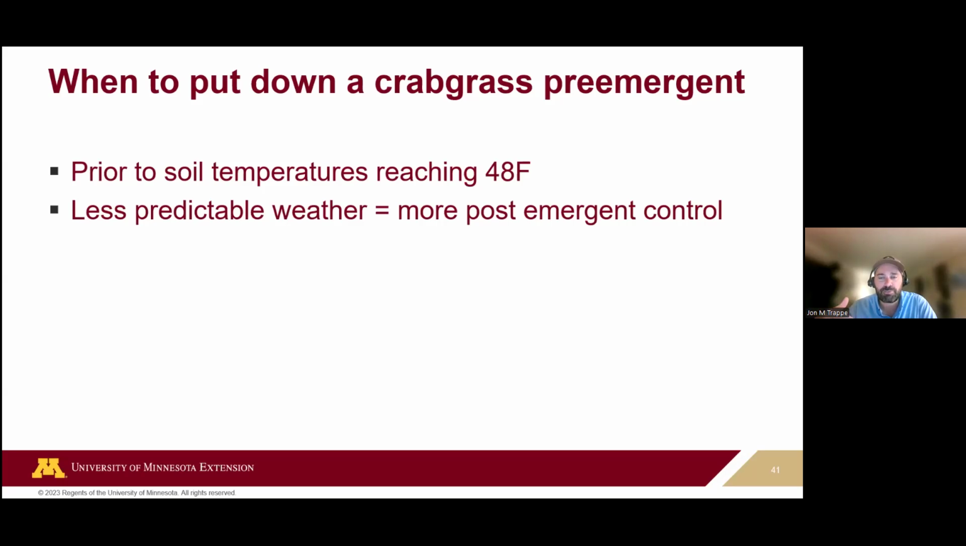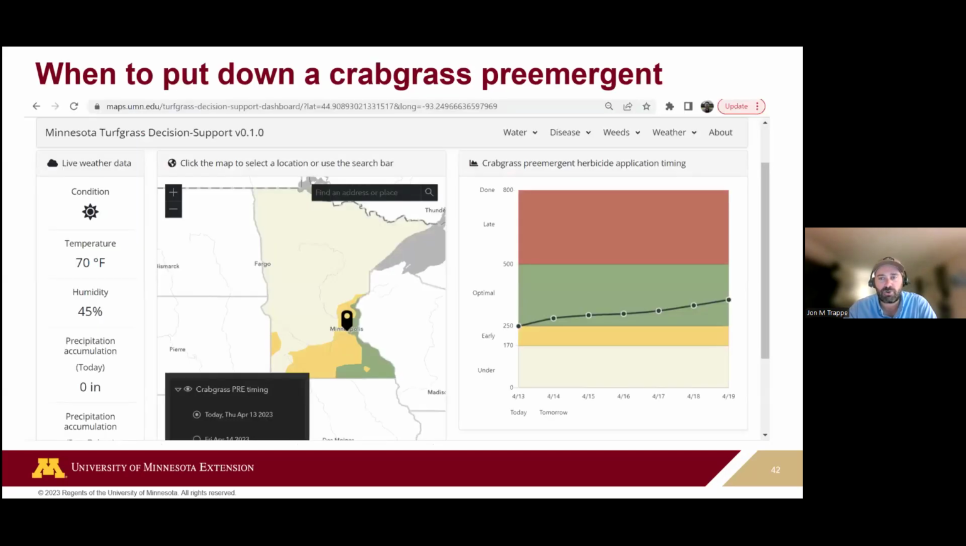And that crabgrass pre-emergent is going to run out. You're going to start getting crabgrass to germinate in the middle of June next year, and you're just going to have a bunch of crabgrass plants anyways. So spring applied is best. Keep in mind if you have less predictable weather, you're probably going to have more post-emergent control necessary. So a crabgrass pre-emergent only works for seedlings or seeds that have not germinated yet.